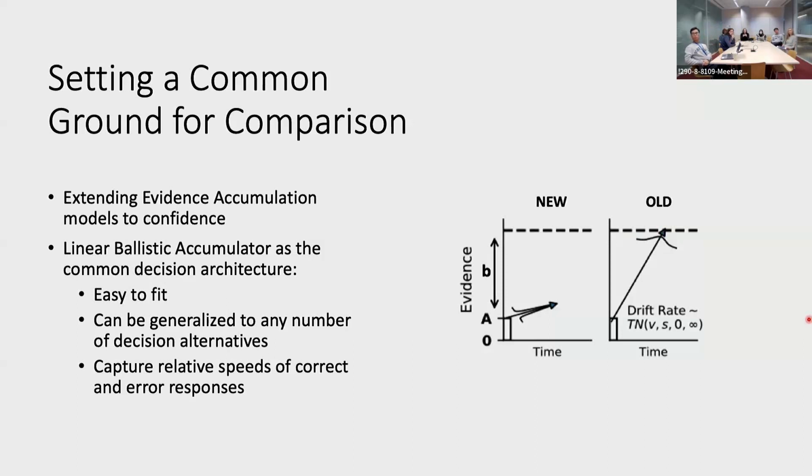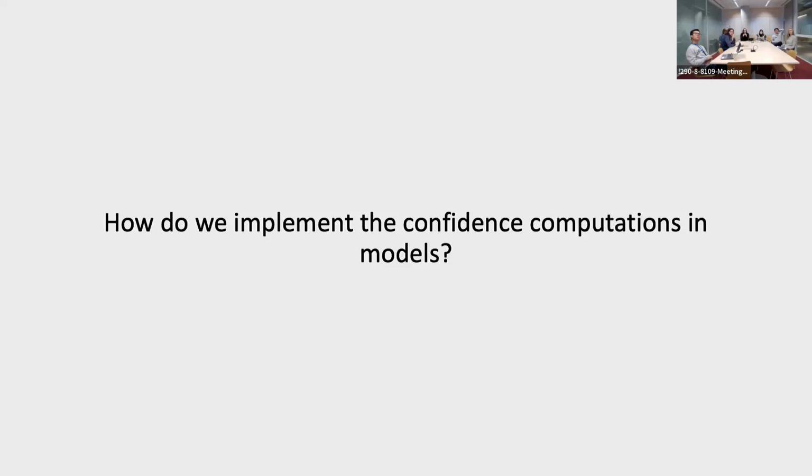This means that the race dynamics are determined at the point of initiation. So there are a few advantages of using this LBA architecture. First, the models will be much easier to fit. Second, it will be easier to generalize our models to any number of decision alternatives. And finally, with across-trial variability in drift rates and starting points, we can capture the relative speed of correct and error responses as well. So we now have the common ground for testing and comparing the models.